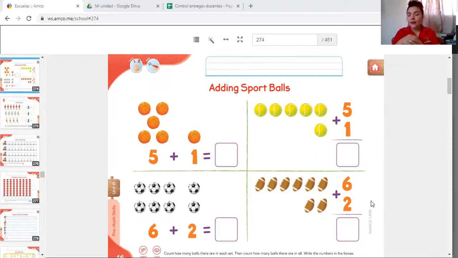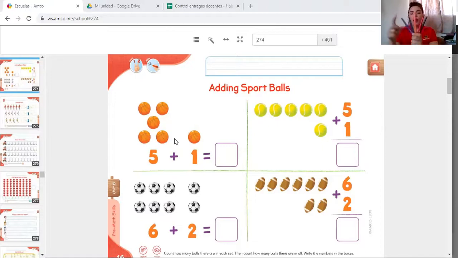1, 2, 3, 4, 5, 6, 7, 8. I have 8 pens. So let's count the balls, okay? Let's go, come with me. 1 ball, 2 balls, 3 balls, 4 balls, 5 balls. I have 5 balls. Okay, let's go. 1, 2, 3, 4, and 5. I have 5 balls. Imagine this is a ball, okay?